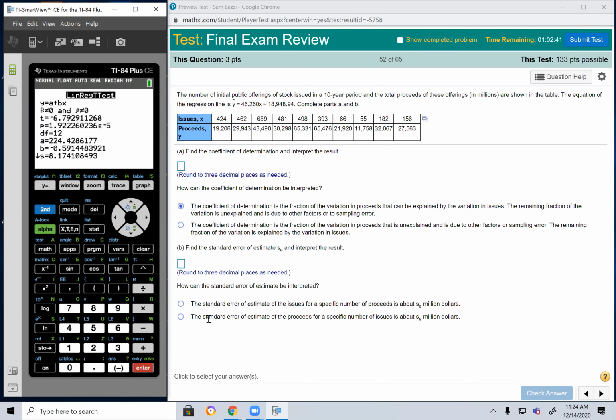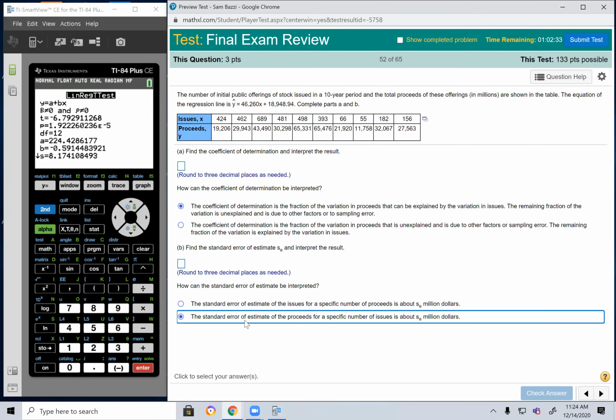And the standard error of estimate is an estimate of the Y values, not the X values. So if you are to choose an answer here, it will be estimate of the proceeds because the proceeds are the Y values.